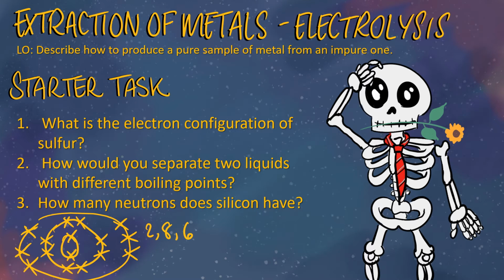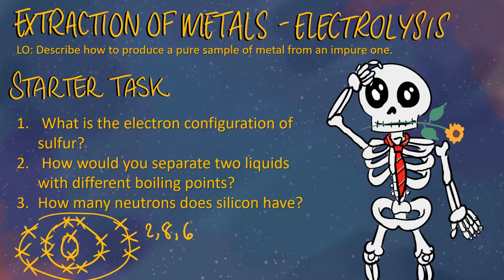Number two, how would you separate two liquids with different boiling points? You would use the method called distillation, where you heat up the mixture and then one of the liquids evaporates at a certain temperature and goes up through a Liebig condenser, which cools it back down, and the substance that was evaporated condenses and goes into a separate beaker.